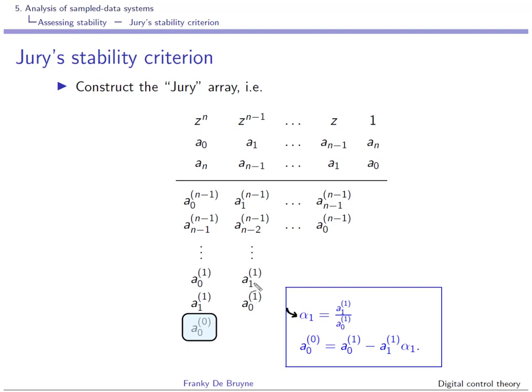Okay, alpha 1 is this one divided by this one, and then you construct this one over here. It's this one minus this one times alpha 1. Okay, and then you have arrived at the end of the jury array.